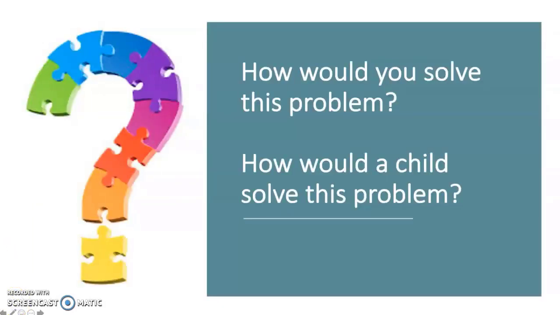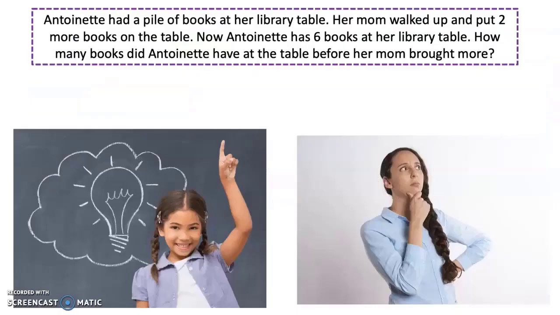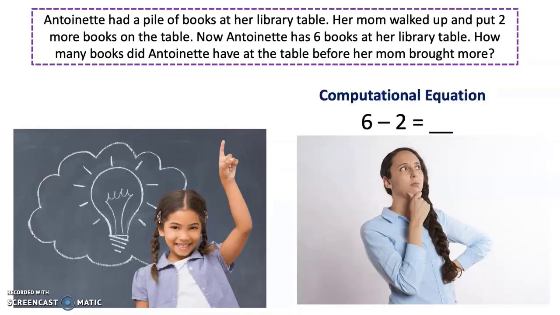Now I want you to take a second and think about how you would solve the word problem. Do you think a child would solve it in the same way? The way children and adults think about and solve mathematical problems are different. Adults and older children have more experiences with numbers and have learned relationships that young children have not yet learned. Adults will typically compute the quantities that are known in the problem and isolate the unknown quantity to one side of the equation. This is called a computational equation.